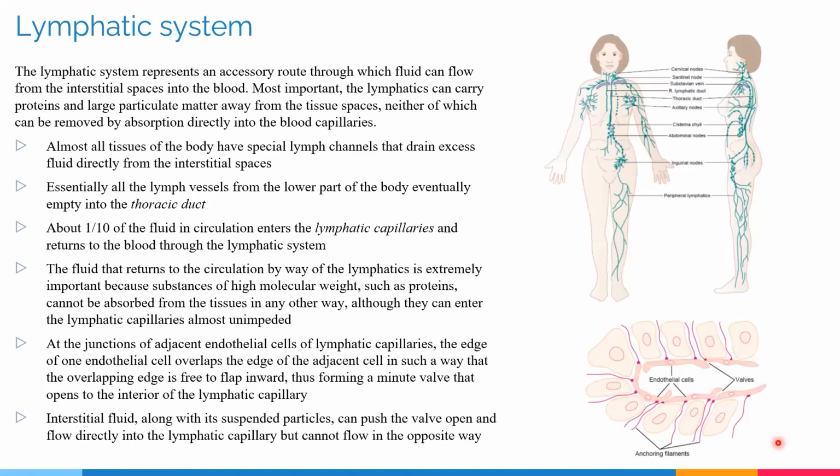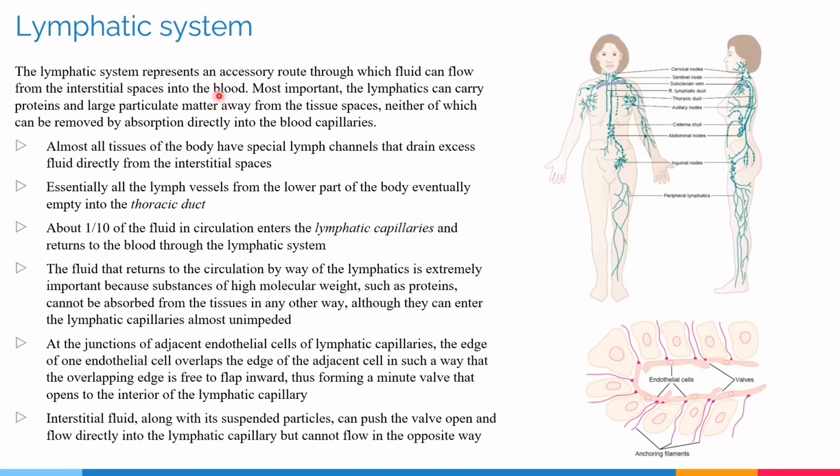Next, we move on to the lymphatic system. The lymphatic system represents an accessory route through which fluid can flow through the interstitial spaces into the blood. So this is a parallel loop that follows the blood circulation, but is present only in case of major blood vessels and passes through the interstitial fluid.